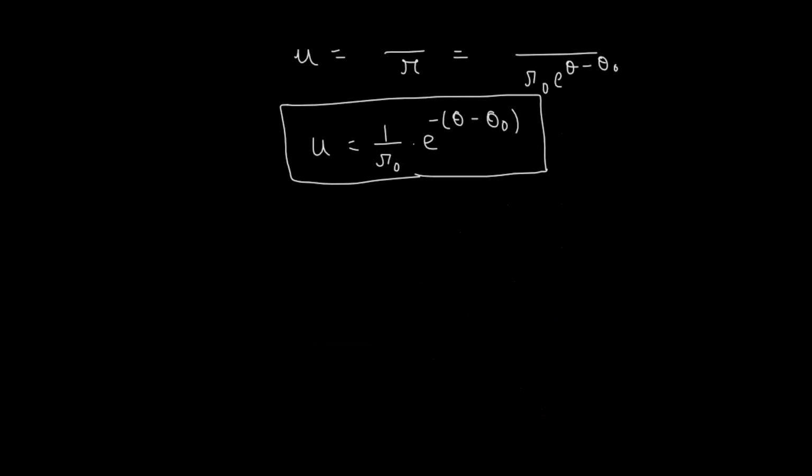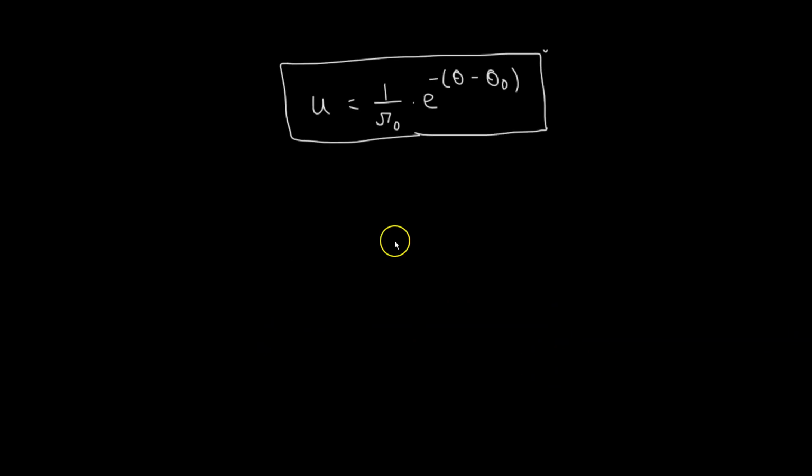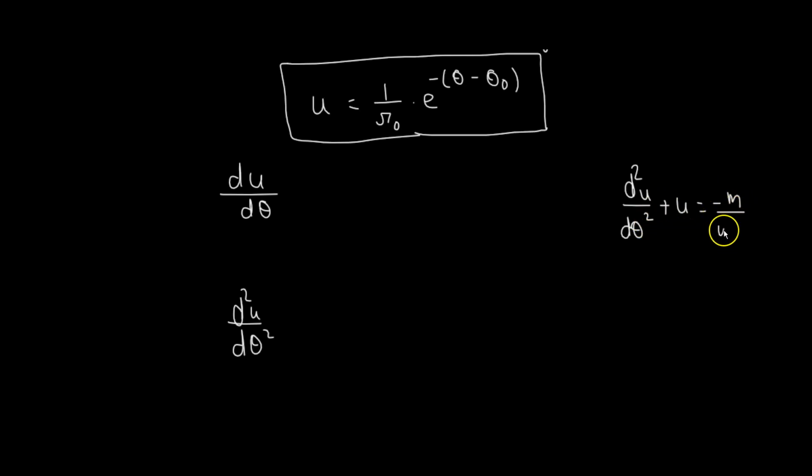Now that we have u as a function of theta, we need to find du over d theta, and also d squared u over d theta squared. The whole idea is that we have the differential equation d squared u over d theta squared plus u is equal to negative m over u squared L squared times f of u. So using the values of du over d theta and d squared u over d theta squared, we can find the equation of force as a function of r.